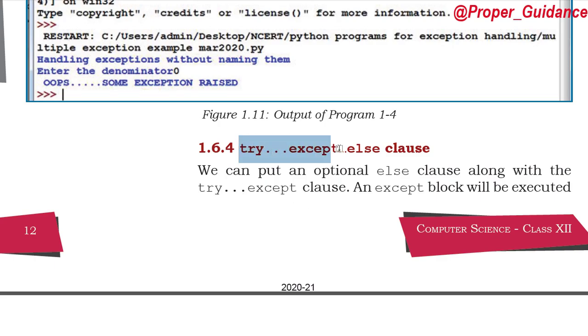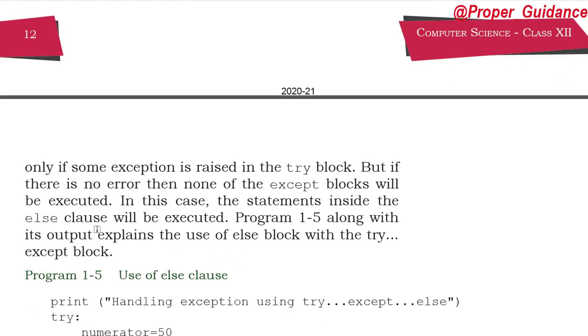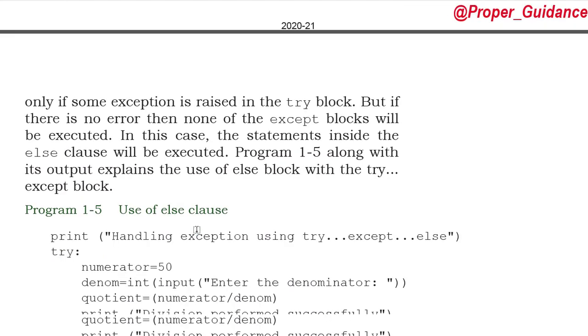Now this is the next topic here, the try except else clause. We can put an optional else clause along with the try except clause. An except block will be executed only if some exception is raised in the try block, but if there is no error, then none of the except blocks will be executed. In this case, the statements inside the else clause will be executed.